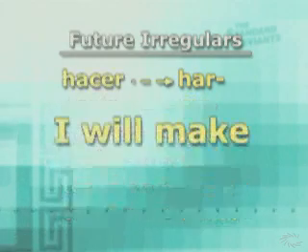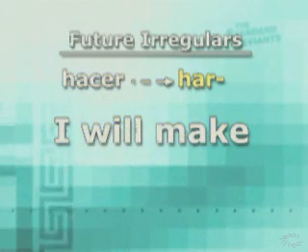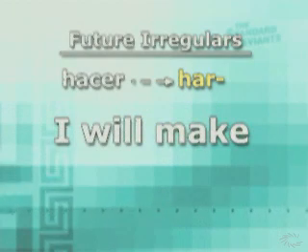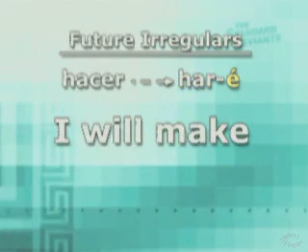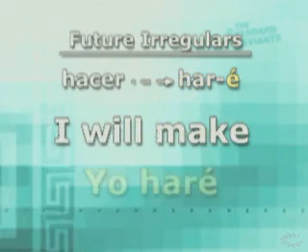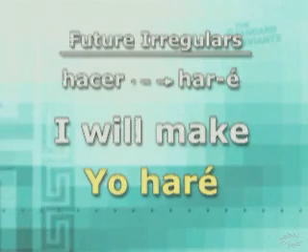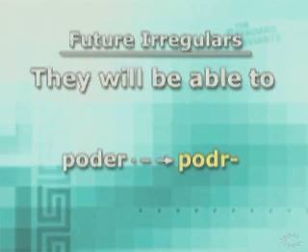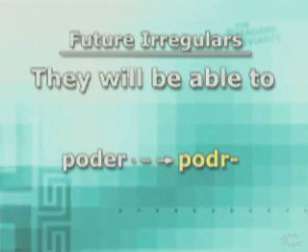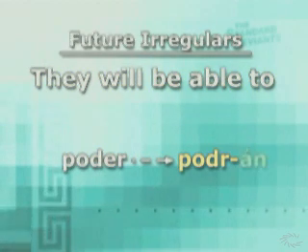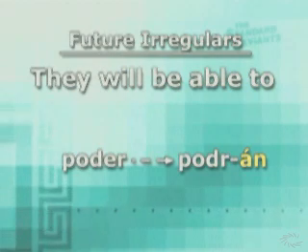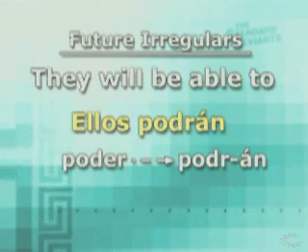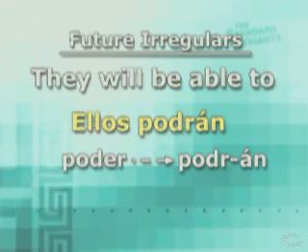So to say, I will make, we take the changed stem of hacer, H-A-R, and add the yo future ending, accented E. Yo haré. I will make. To say they will be able to, you take poder's changed stem, P-O-D-R, and add the ellos future ending, accented A-N. Ellos podrán. They will be able to.